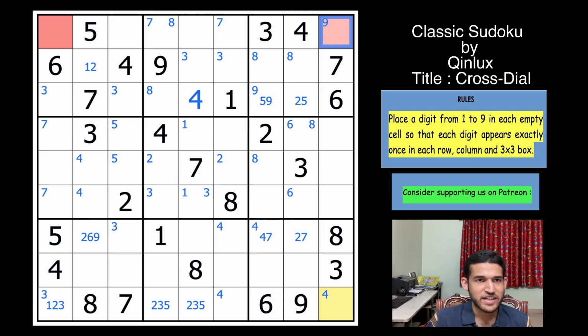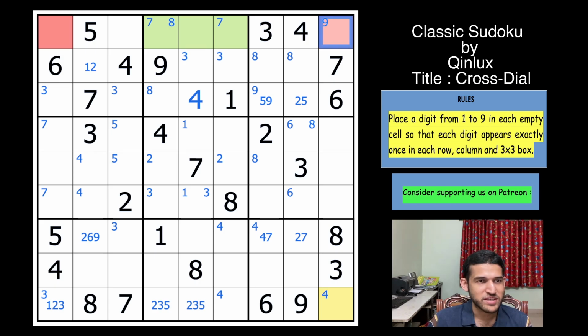The reason is, if you look at these 3 cells now, the cells in green, they cannot be 2, 3, 4, 5 and 1 and 9. So they can only be 6, 7 and 8. What a deduction, Qinlux. Again, an amazing deduction. And I can kind of understand why this is called cross dial. Awesome, really stunning deduction here. I so much love this deduction.